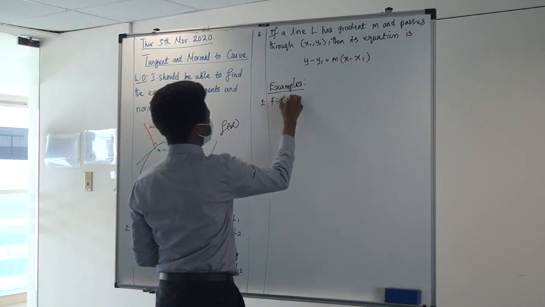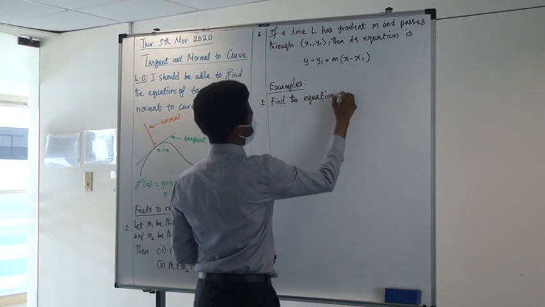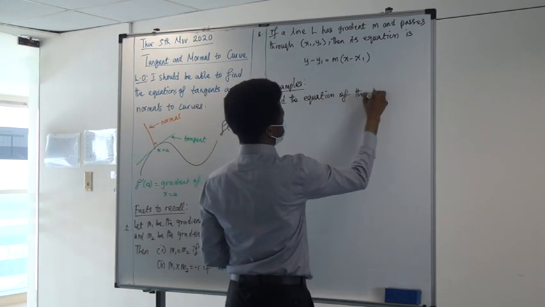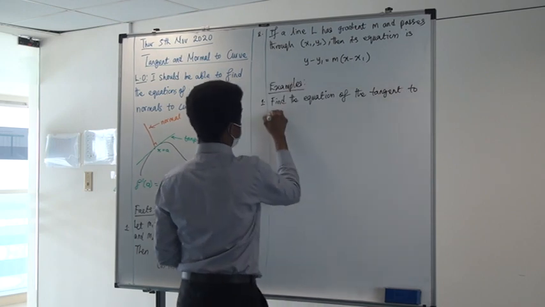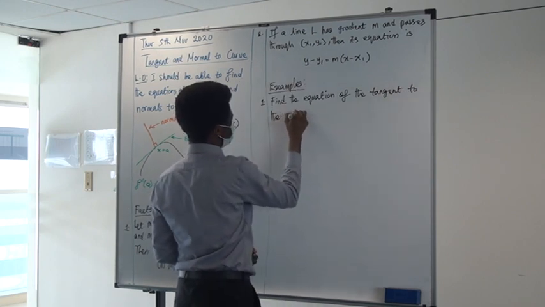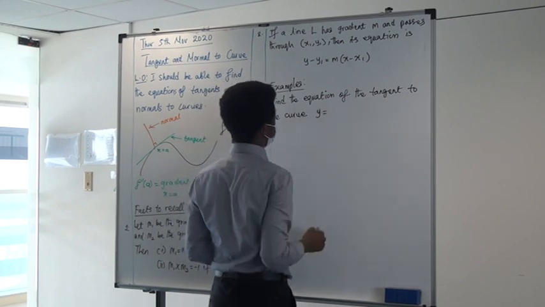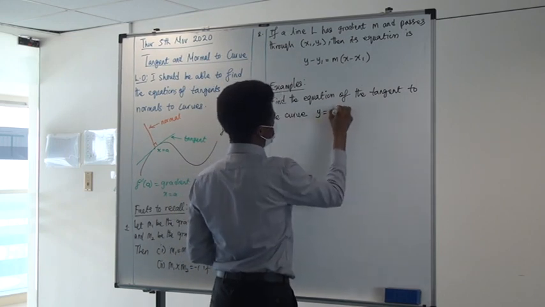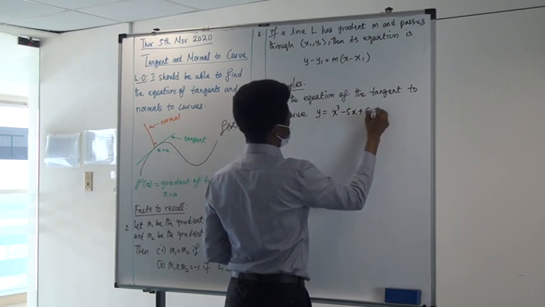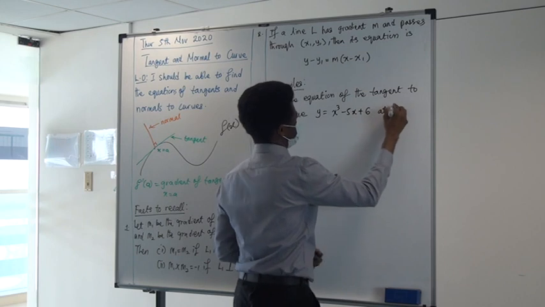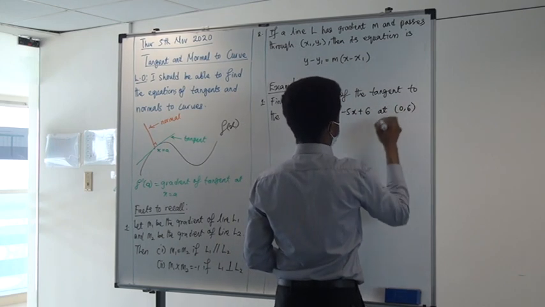Find the equation of the tangent to the curve y equals x cubed minus 5x plus 6 at (0, 6).